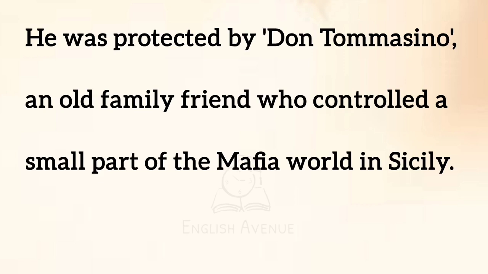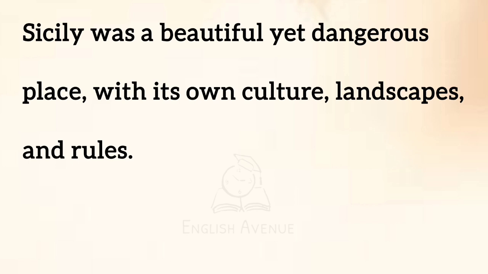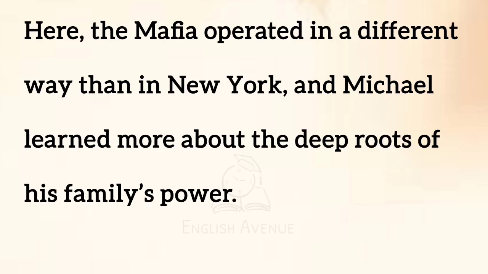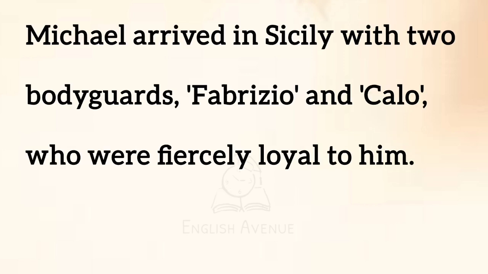Michael traveled to Sicily under a new identity, hiding from the law and his enemies. He was protected by Don Tommasino, an old family friend who controlled a small part of the mafia world in Sicily. Sicily was a beautiful yet dangerous place, with its own culture, landscapes, and rules. Here, the mafia operated in a different way than in New York, and Michael learned more about the deep roots of his family's power.